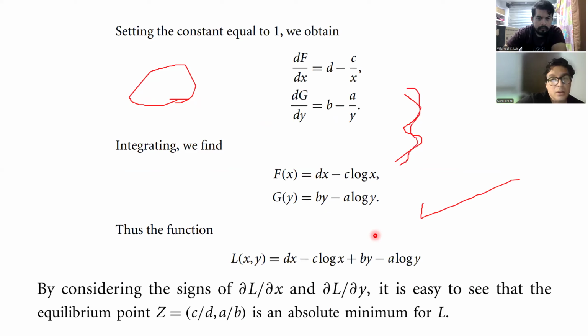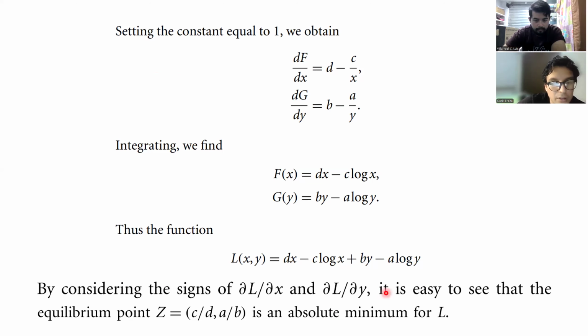Next, we set this constant equal to 1, and therefore we can do this simplification of the variables with the equations that we just have. So we pass it to the other side and simplify. Now we have two equations. If we integrate, we find these two other equations. Now we combine them in our function.